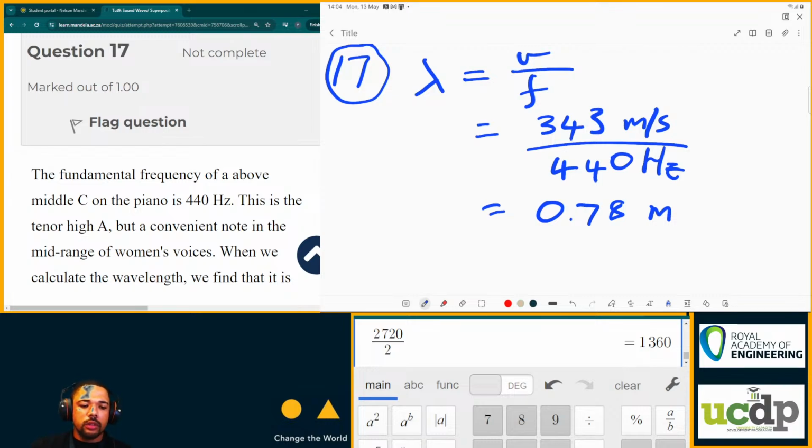Now, I'm not going to test how well you can punch in stuff on a calculator, so let me rather just show you as well that I'm not making this up. Let's see, there we have 343 over 440 gives us 0.78 meters. So we have definitively proved that the wavelength of this note is 0.78 meters or 78 centimeters. So slightly longer than two rulers packed back to back.